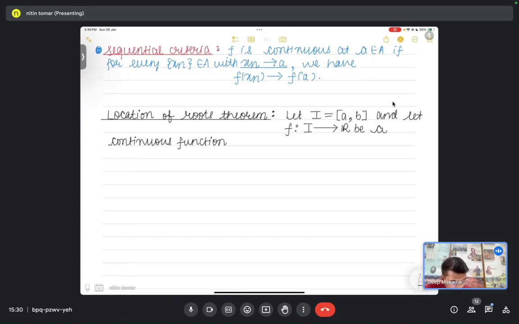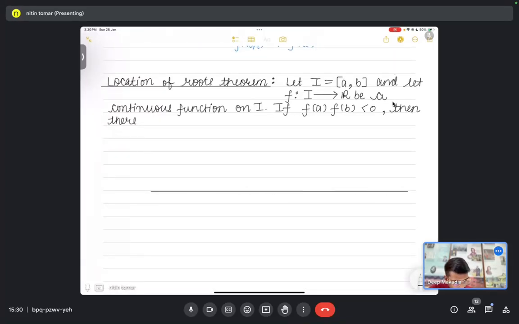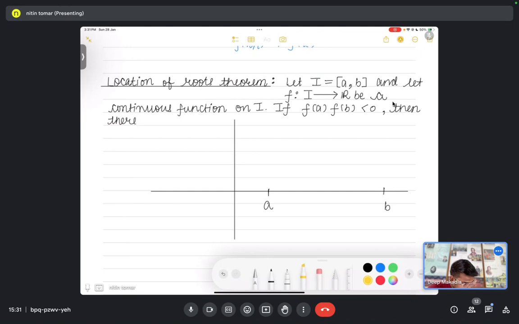And we start with a continuous function on I. Now we know what we mean by continuous function. Now let us say f of a times f of b is negative. Then what should happen? Let me just picturize it for you. Let us say this is my a, this is my b. And f is a continuous function in this stretch of interval, and it says that f of a and f of b, whenever I take this product, it is negative.